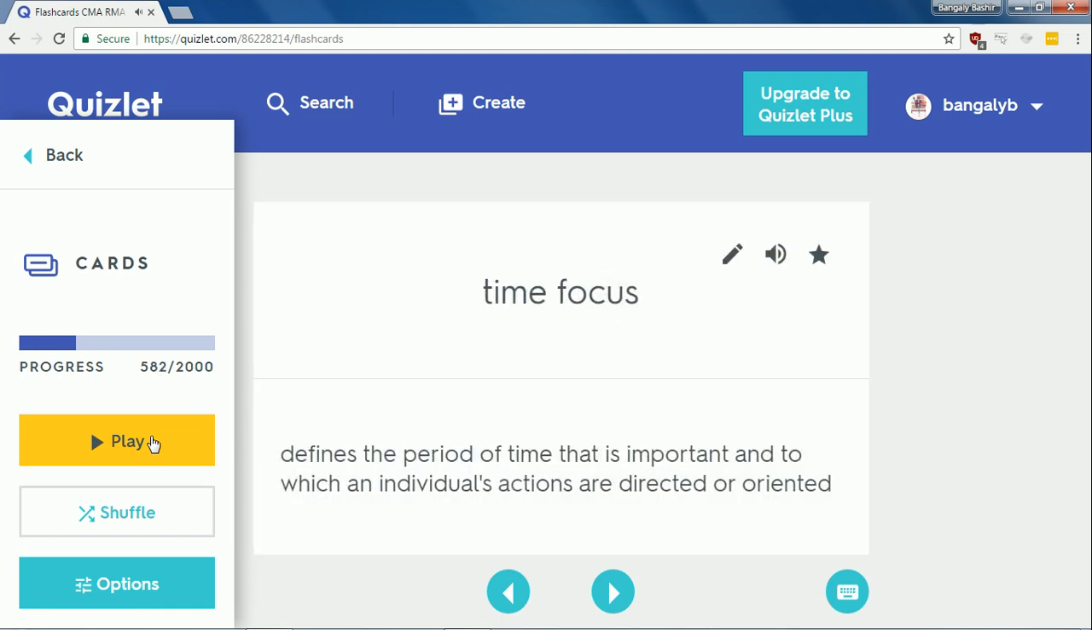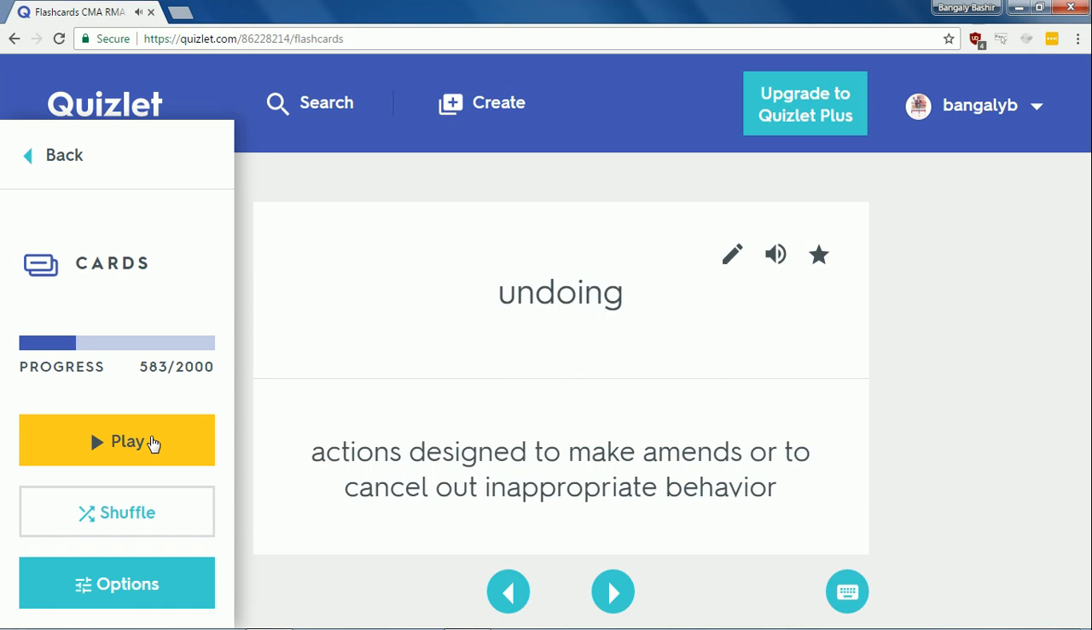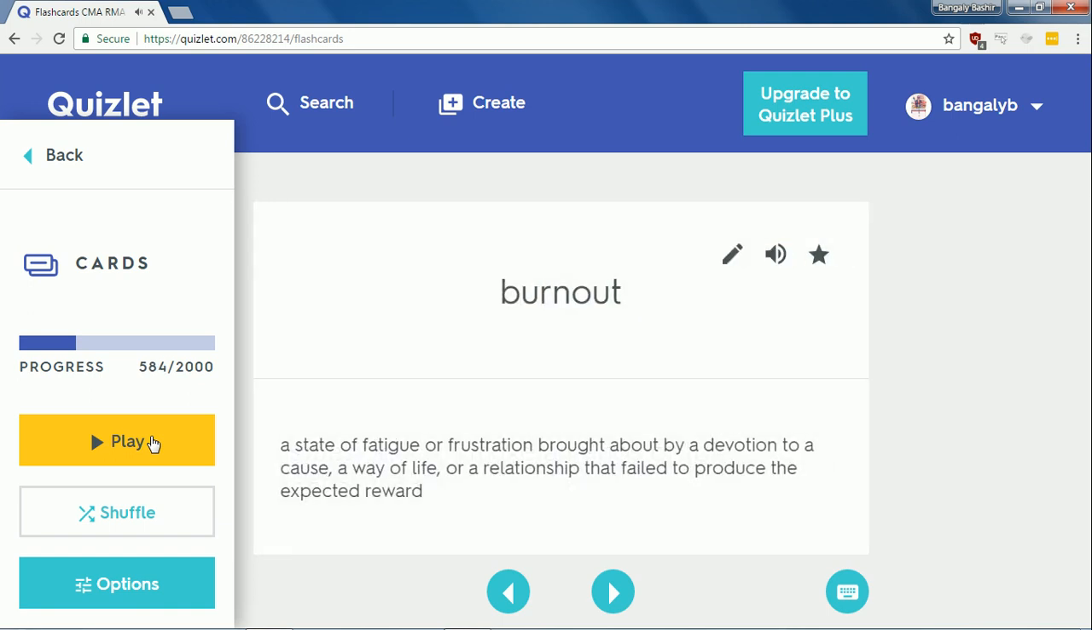Time focus. Defines the period of time that is important and to which an individual's actions are directed or oriented. Undoing. Actions designed to make amends or to cancel out inappropriate behavior. Burnout. A state of fatigue or frustration brought about by devotion to a cause, a way of life, or a relationship that failed to produce the expected reward.